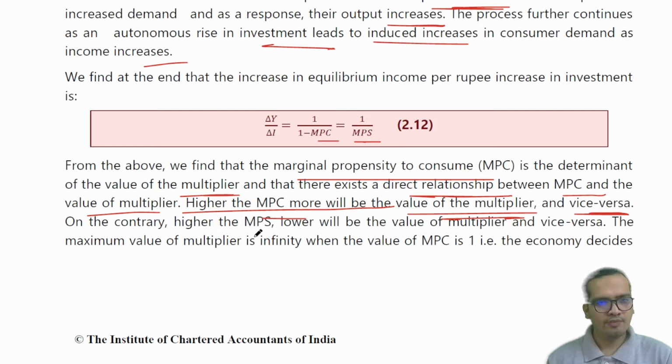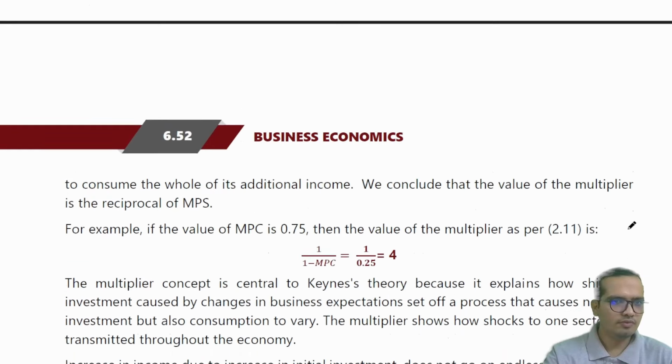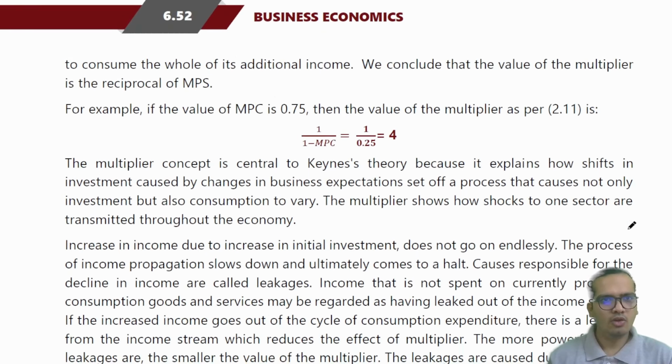On the contrary, higher the MPS, lower will be the value of the multiplier, and vice versa. Since there is a direct relationship with MPC, this is an indirect relationship. The maximum value of the multiplier is infinity when the value of MPC is 1, that is, the economy decides to consume the whole of its additional income. We conclude that the value of the multiplier is the reciprocal of the marginal propensity to save.